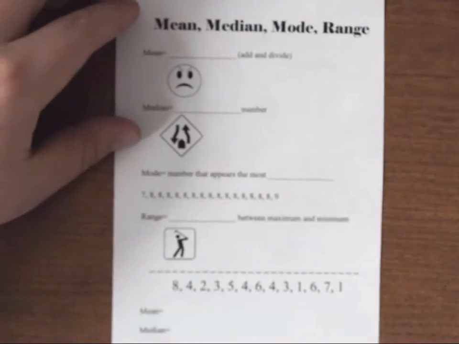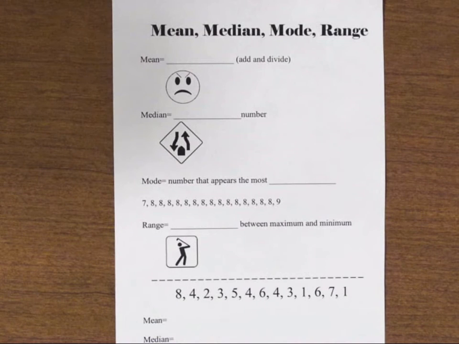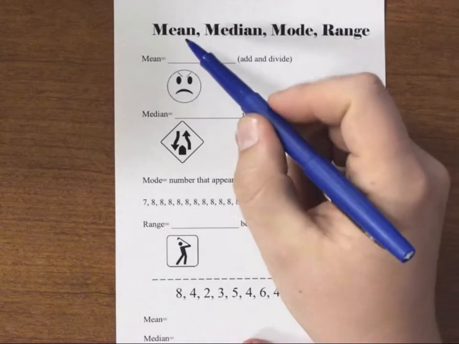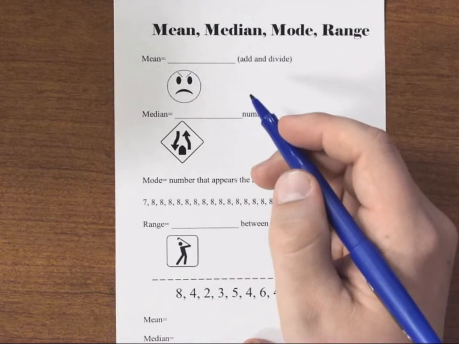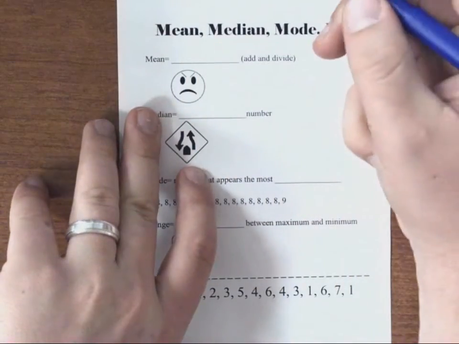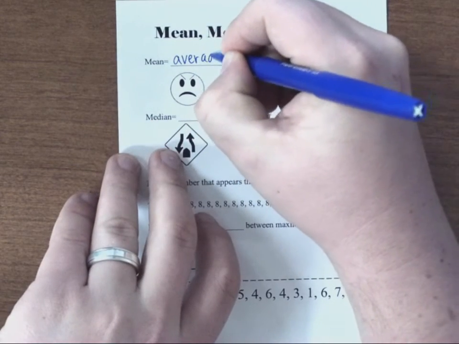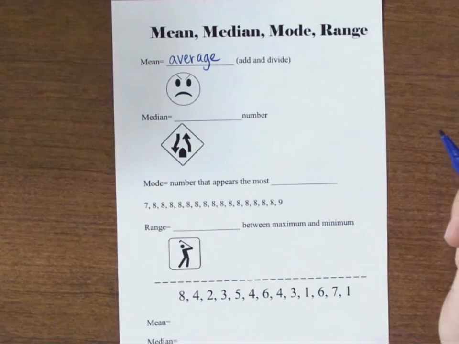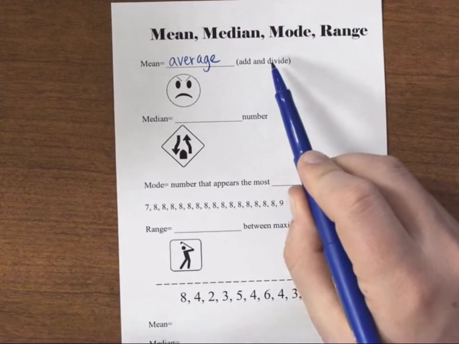Okay, today we're going to talk about the mean. We talked about before our break, there are three different kinds of measures of center. The first one we are going to focus on is our mean. The mean equals the average. So I'm going to put average here.